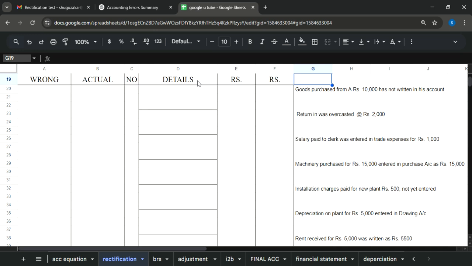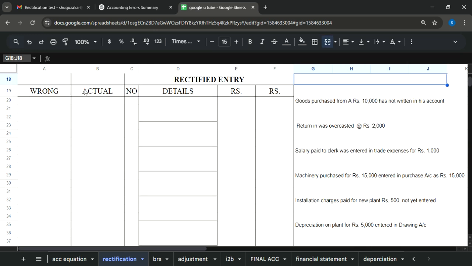For the time being, we will use wrong and actual columns as well, as it was earlier informed. In any examination or quiz, you are needed to make rectified entries only. What does that mean? This journal is required in your paper or quiz. These two columns are optional. If you want to make them, you can, or if you want to skip them, you can skip. So this was a brief introduction. We are now ready to start our question.